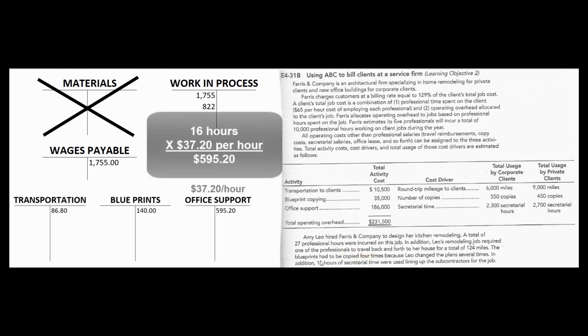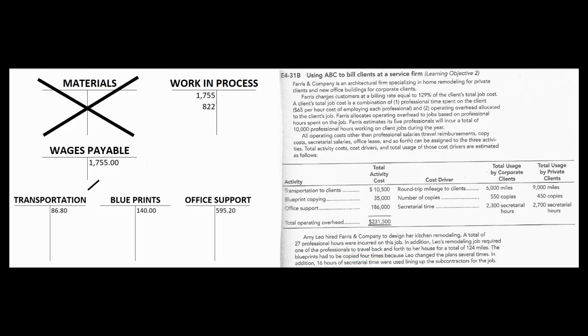And our rule for secretarial office support is to take $37.20 of overhead out of the overhead account and move it into work in process for every hour of secretarial time. Tells us they spent 16 hours on this. 16 times $37.20 is $595.20. Our total overhead applied to this Lee remodeling job is $822.